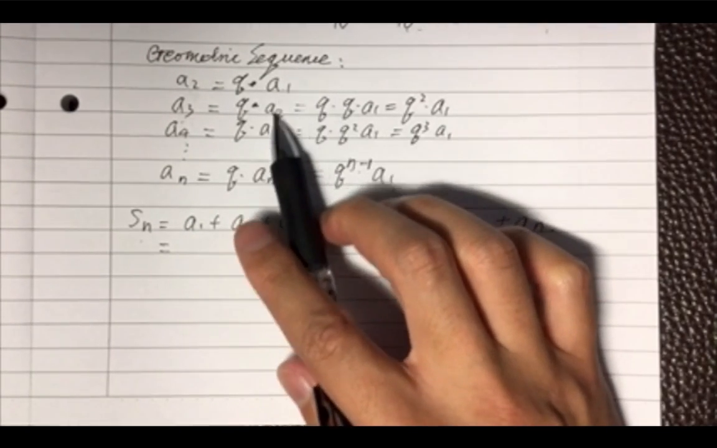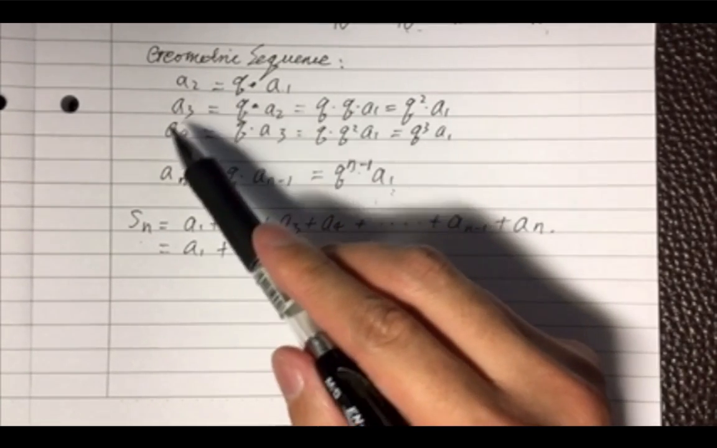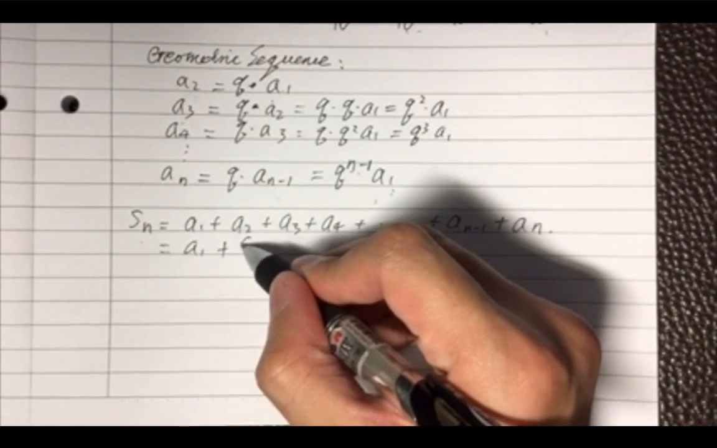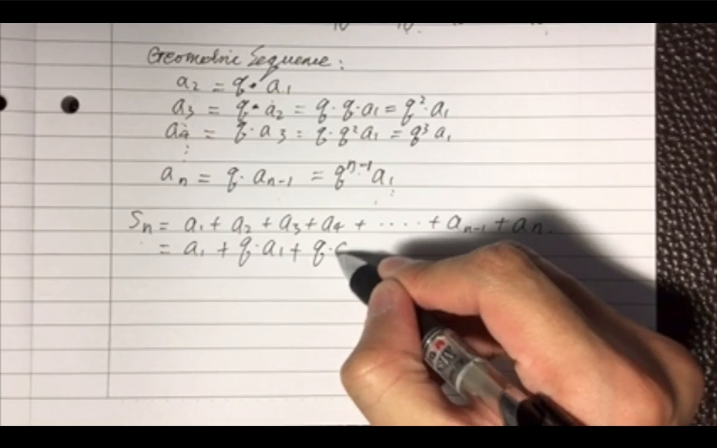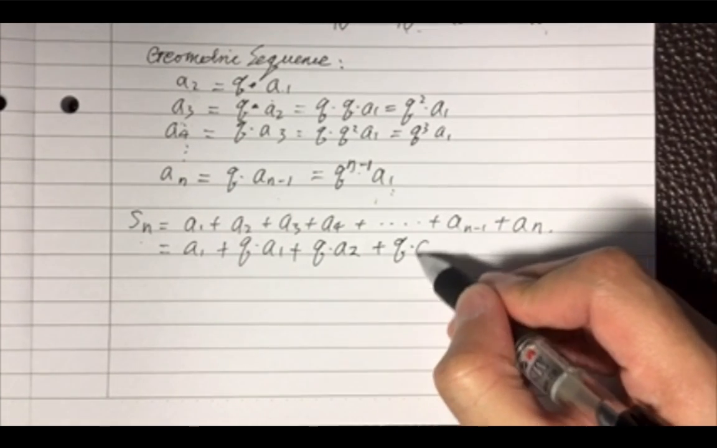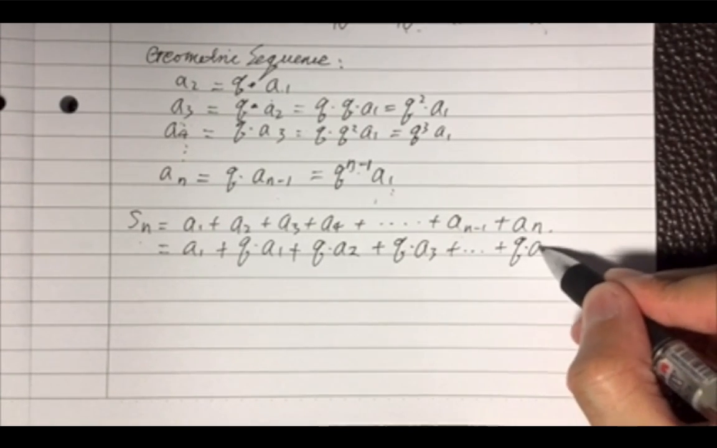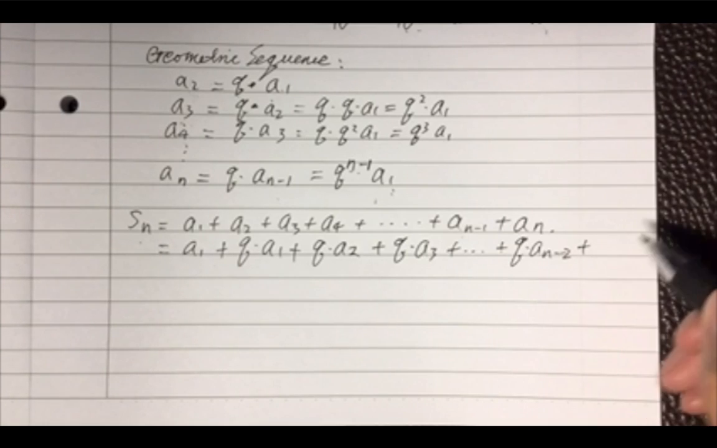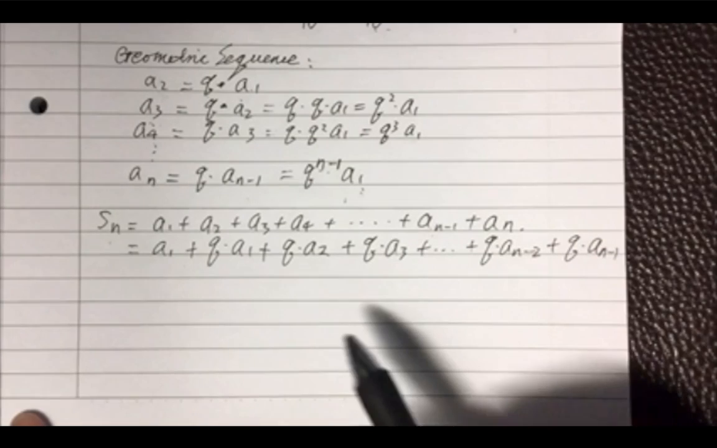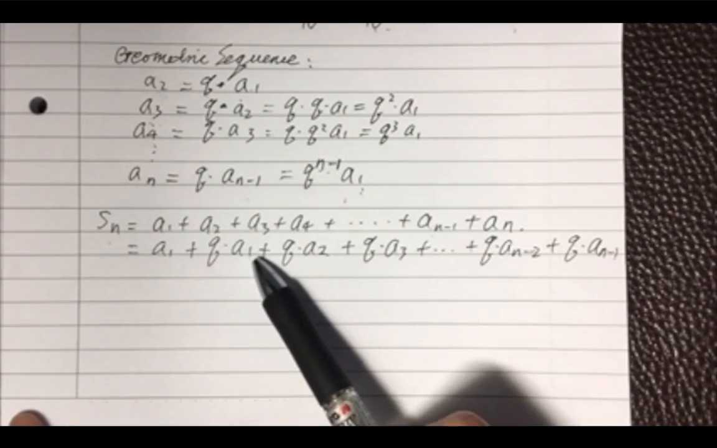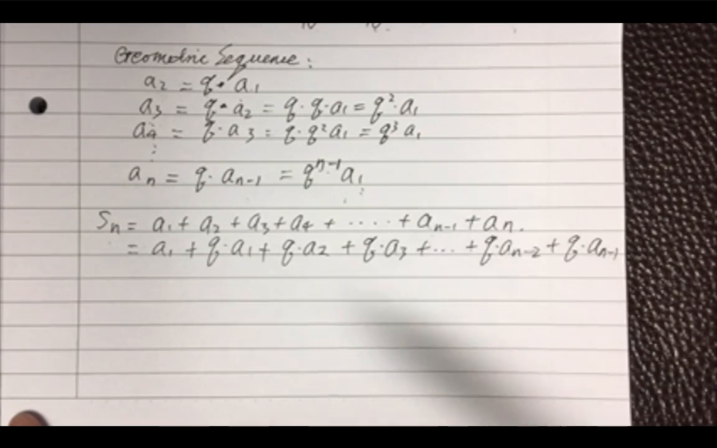We can write this relation out, right? For a1, we have nothing to say, but a2 is just q times a1. a3 is q times a2, and a4 is q times a3, dot dot dot. a(n-1) is q times a(n-2), and this an is just q times a(n-1). The relationship between a2 and a1 is just a factor of q. So I write all things out.